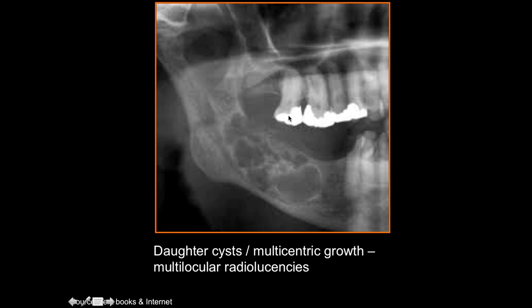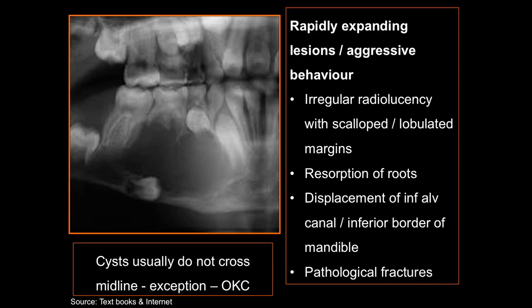Instead of a single radiolucency, cysts sometimes may appear as multilocular radiolucencies, as you see in this radiograph, where there are multiple locules of radiolucency. This is usually indicative of either daughter cysts or a multicentric growth pattern of the cyst, and it is usually seen in case of an odontogenic keratocyst.